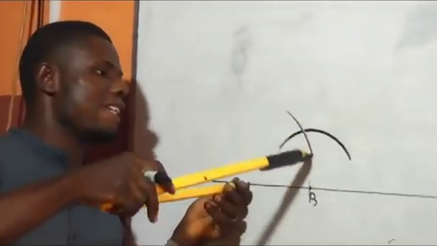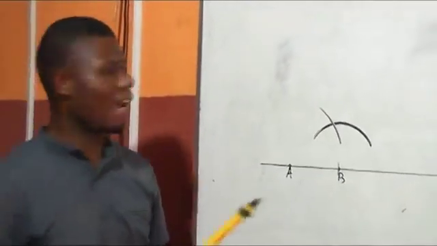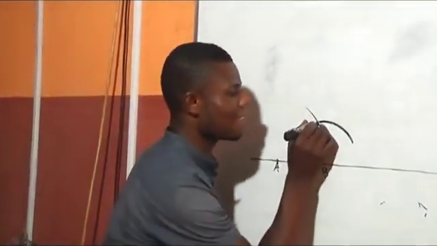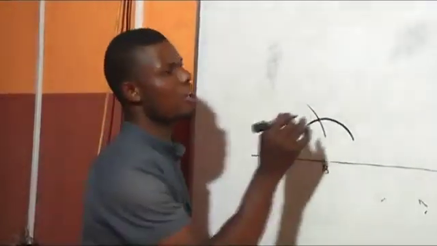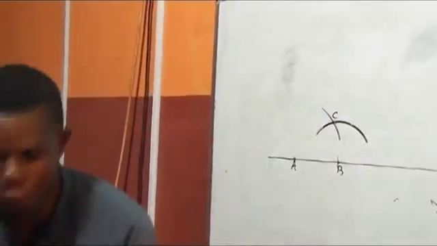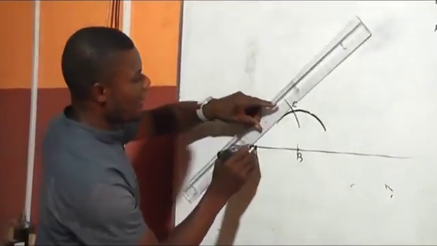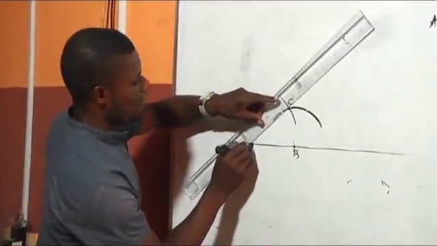So you do something like this. You can see that those two arcs intersect at a point. You see that they intersect at this point. That point becomes point C. All you need to do to finish up your work is to carry your ruler and join A to C.